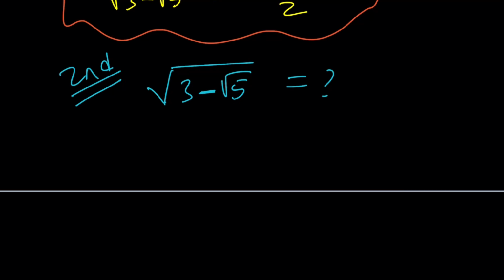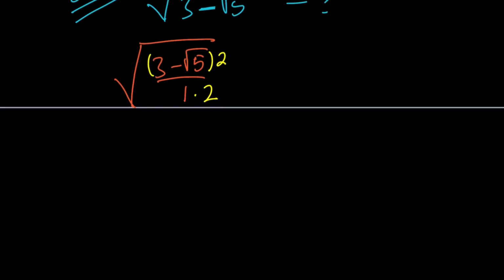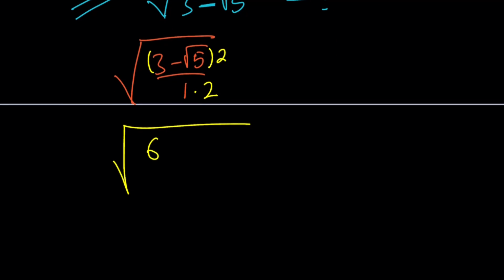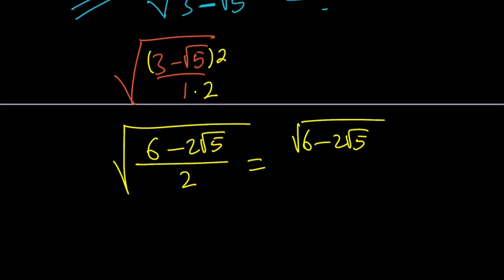So now I'm going to go ahead and multiply this. So first of all, I'm going to write it like this: square root of 3 minus root 5 over 1, and then I'm going to multiply the top and the bottom by 2. Okay, that's going to give me the square root of 6 minus 2 root 5 divided by 2. And as you know, I can go ahead and split it up into 2 radicals. Okay, great. So don't worry about the denominator. We'll take care of that later. And let's focus on the numerator.